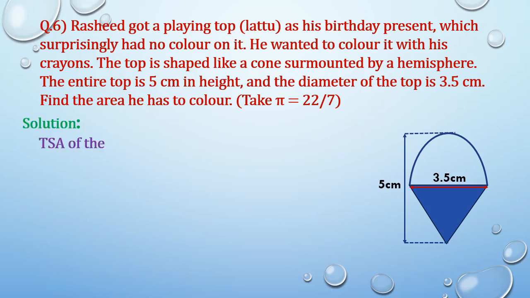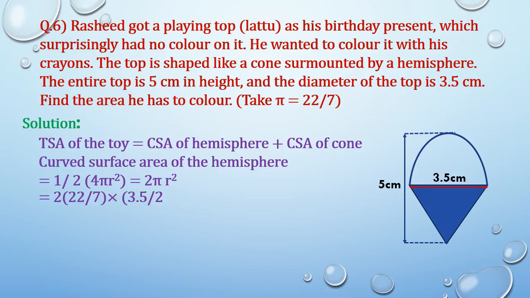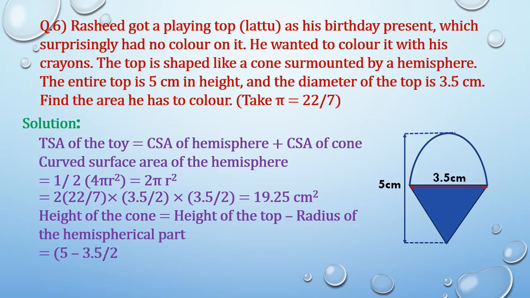Solution. Total surface area of the toy is equal to curved surface area of the hemisphere plus CSA of cone. Curved surface area of the hemisphere is equal to 1 by 2 into 4 pi r square is equal to 2 pi r square, which is equal to 2 into 22 by 7 into 3.5 by 2 into 3.5 by 2, which is equal to 19.25 centimeter square. Height of the cone is equal to height of the top minus radius of the hemispherical part is equal to 5 minus 3.5 by 2 centimeter is equal to 3.25 centimeter.